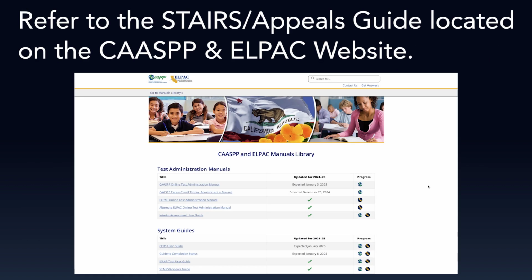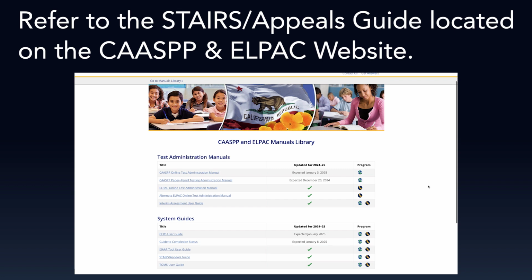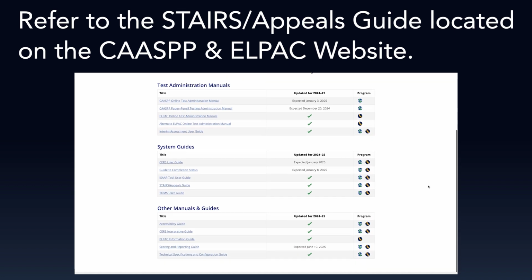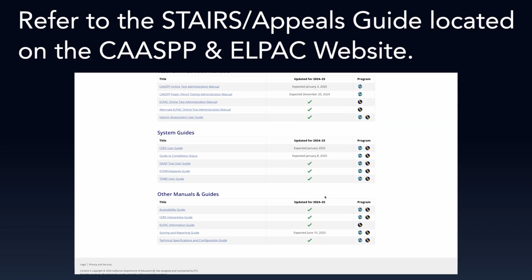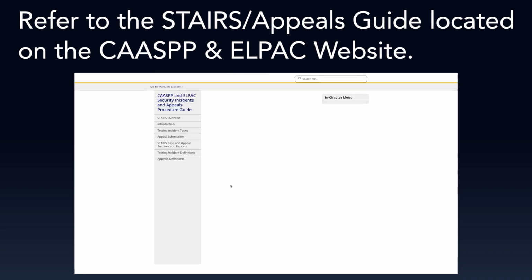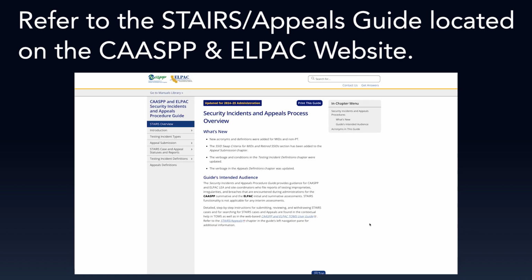For more information, refer to the STAIRS Appeals Guide on the CAASPP and ELPAC website. On the main page, select the Help menu, and then select Manuals Library from the drop-down menu. The guide is located under the All Programs heading.